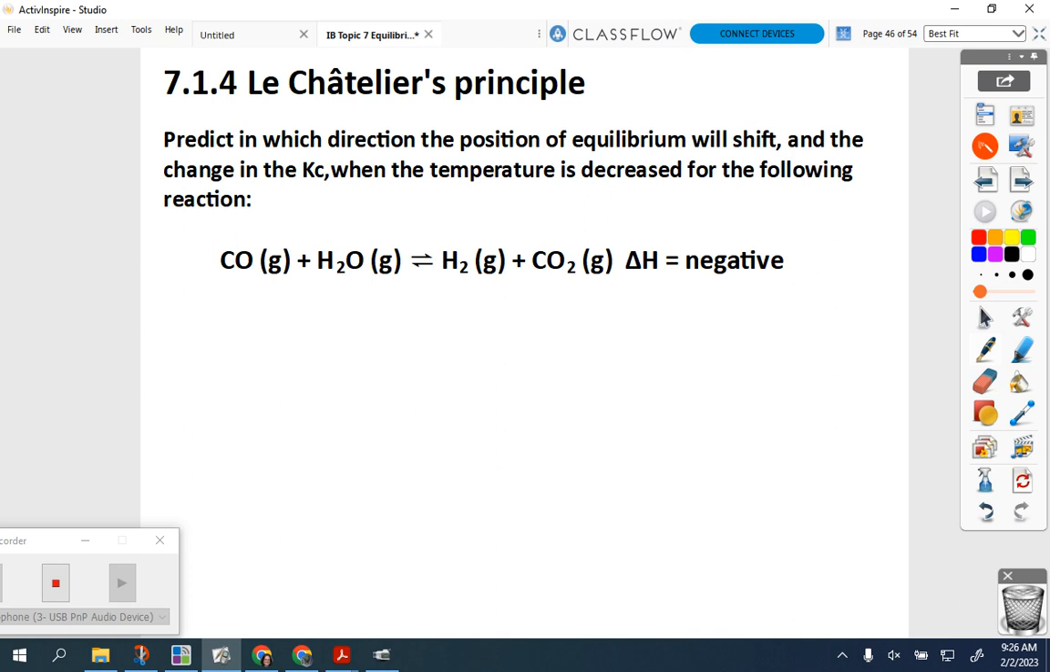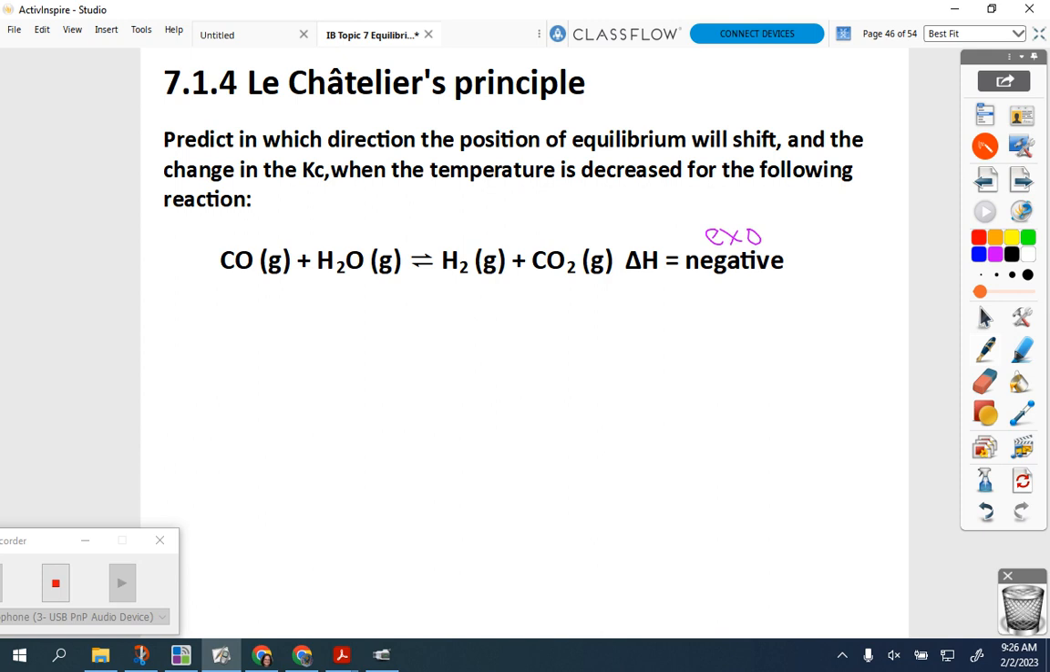All right, so here's an example. We have formation of CO2 from carbon monoxide and water, and we're told that the delta H is negative. We don't know negative what, doesn't matter. Is this, first of all, an endothermic or an exothermic reaction? It's exothermic. That means the forward reaction is exothermic, right?